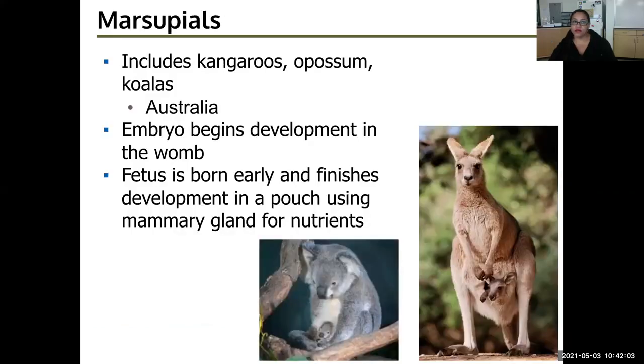Marsupials include kangaroos, possums, koalas. They are native to Australia, and besides zoos, you will only find them in Australia. The embryo begins development in the womb, but the fetus is born early. And it kind of migrates to this pouch, and the pouch has a mammary gland for their milk, and that's where they will finish developing before the parent pushes them out into the wild. They are very unique animals, marsupials are.